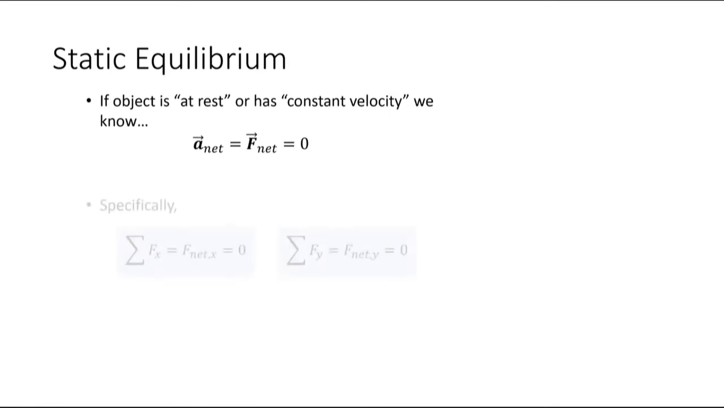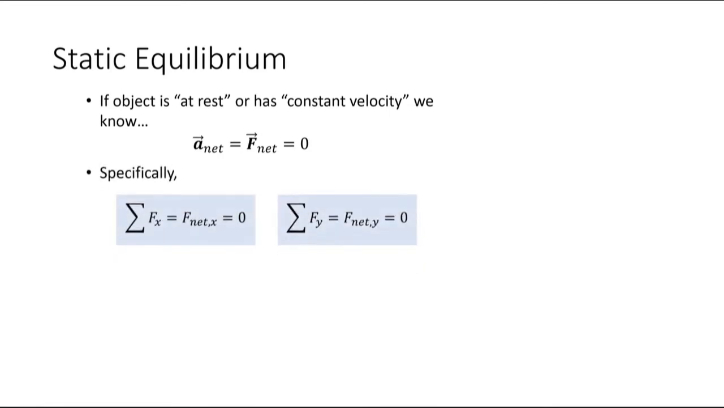And so since the acceleration is 0, the net force acting on the object has to be 0 as well. And specifically, thinking about x and y components, F net in the x direction is 0 and F net acting on the object in the y direction also has to be 0. Okay, so these were the conditions for translational equilibrium.